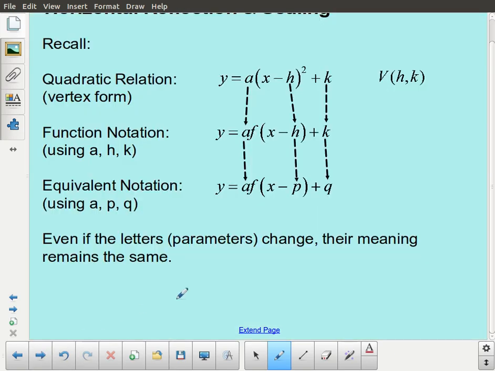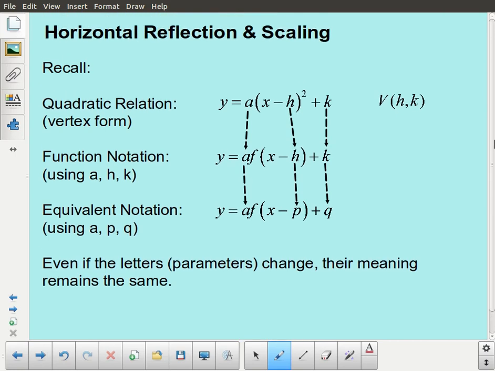What I'm going to do now is work through those examples in an easier to read form. It's going to be a larger scale. So here's what I was talking about before. Hopefully you have the background so that the idea of a quadratic relation in vertex form is familiar to you.